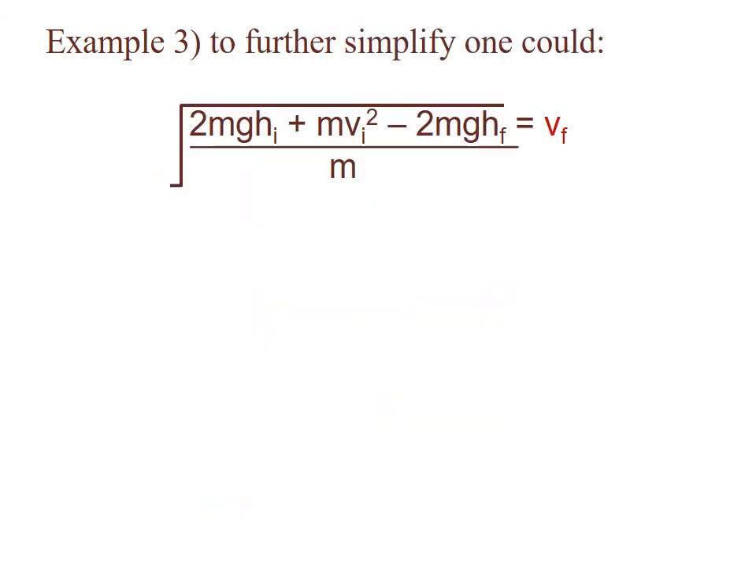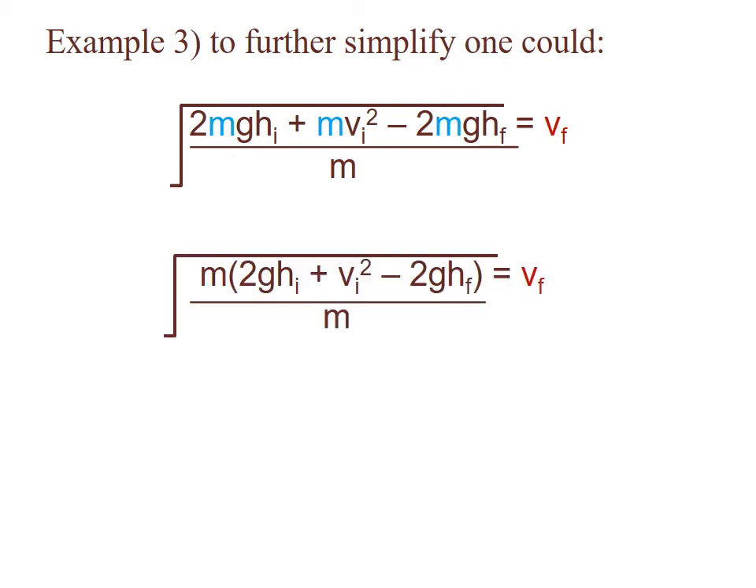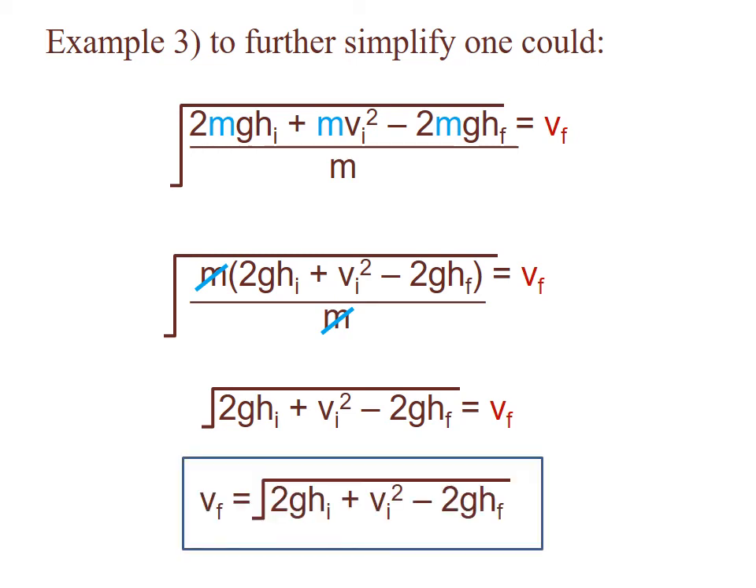To further simplify, since I see mass is in all my terms in the numerator, I could take out m as a GCF. Now the m in the numerator and the m in the denominator can factor out, and I will end up with vf equals the square root of 2ghi plus vi squared subtract 2ghf.